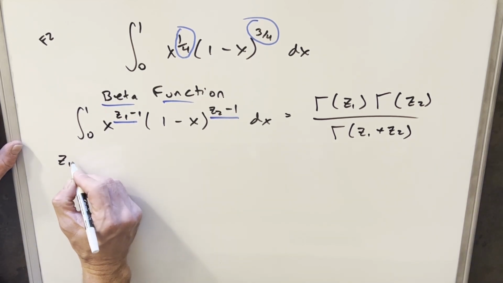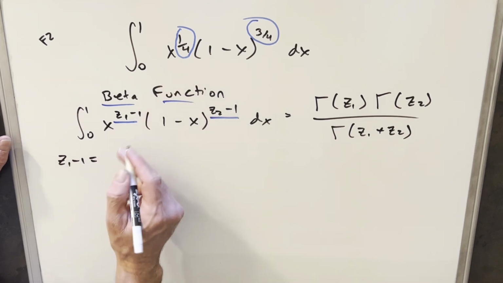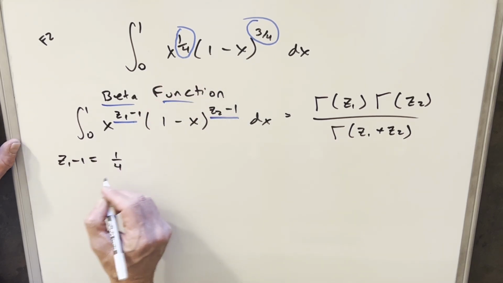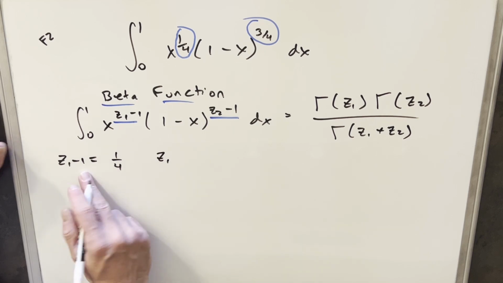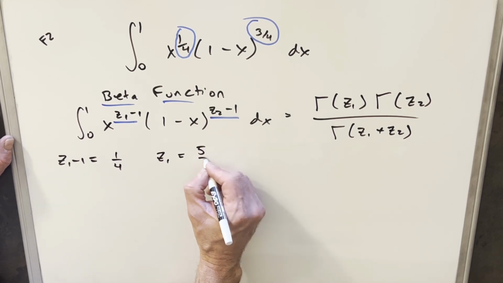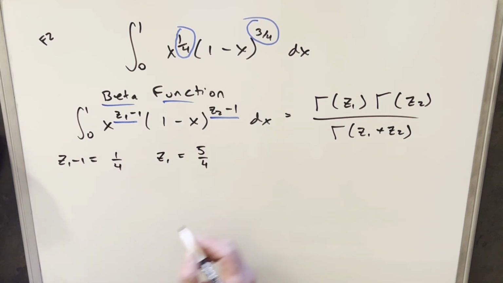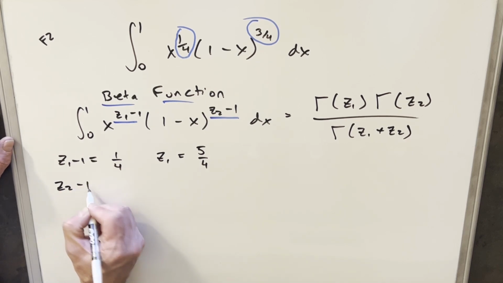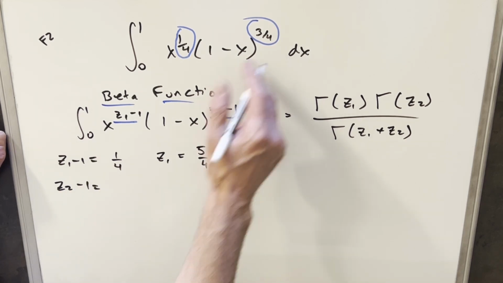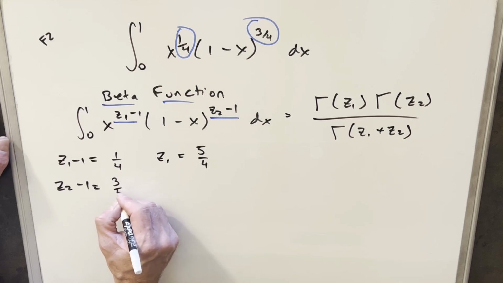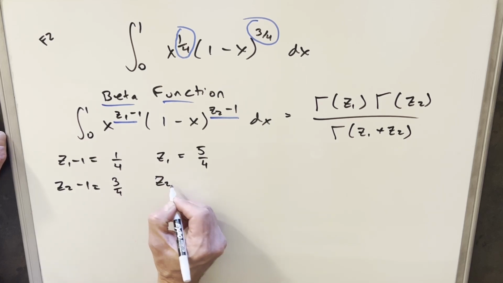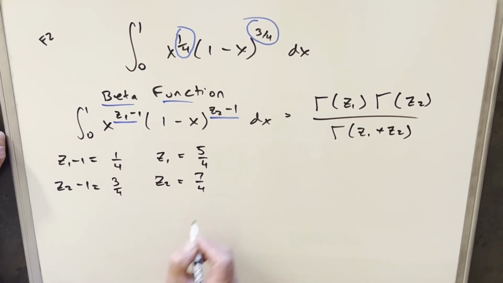So for this first one, for z1 minus 1, we're saying that's going to be equal to 1/4. Solving for z1, that's just adding 1 on both sides, so that's going to give me 5/4. And then doing the same thing, we need to find our z2 minus 1. That's going to be equated to 3/4. Again, adding 1, my z2 value is going to be 7/4.